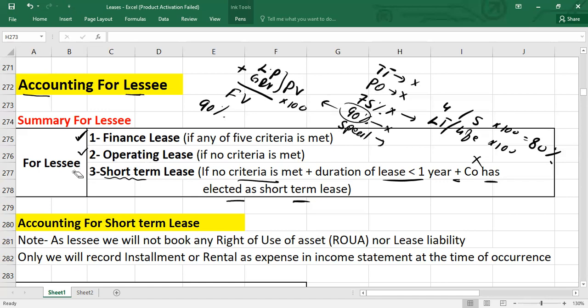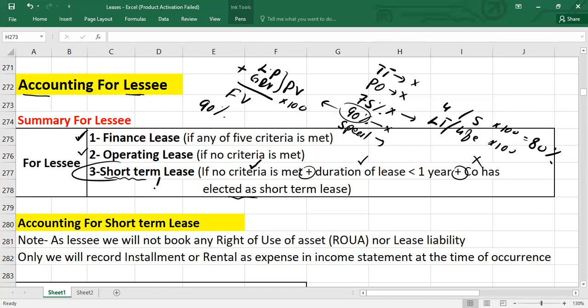So to classify as a short-term lease, these three conditions must be met: no criteria is met, plus the duration of the lease is less than 1 year, plus the company has elected it as a short-term lease. So guys, we can start now accounting for short-term lease.